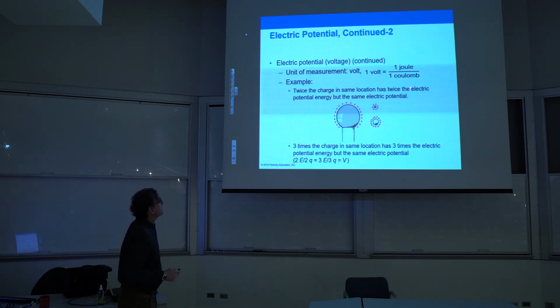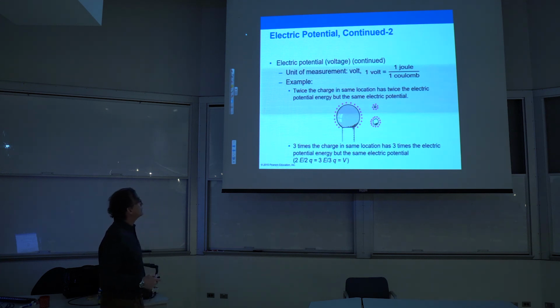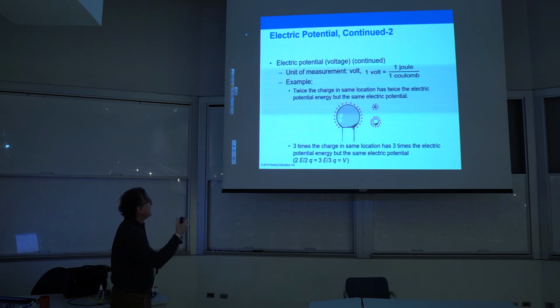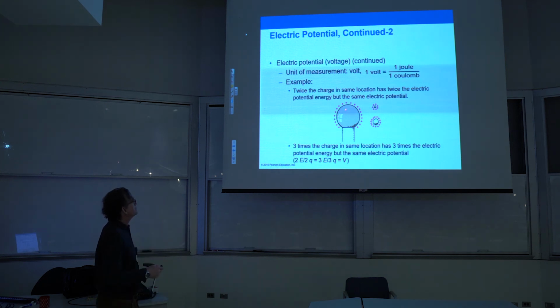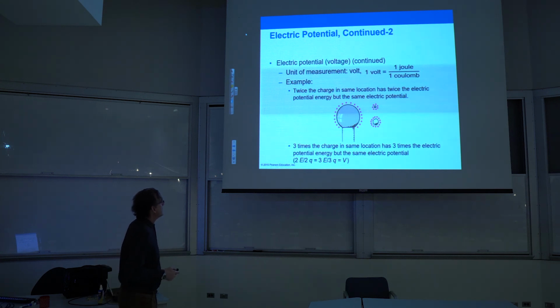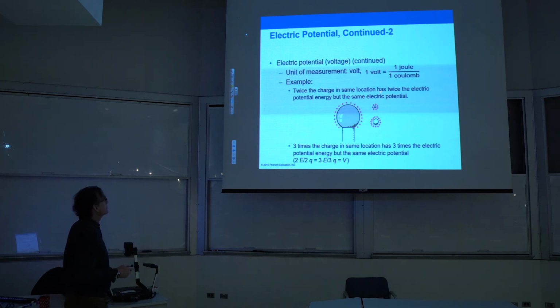We haven't really talked a lot about the unit of charge, which is the coulomb. We'll come back to that in a minute. But knowing that we have a unit of charge that we can measure, the volt is defined as the amount of work I do on a charge divided by the charge itself. That tells me it's a property only of the source that's forcing me to do work to increase the potential energy of the object that I am moving from one location to another. If I have twice the charge in the same location, then it will have twice the electric potential energy, but it will have the same electric potential.